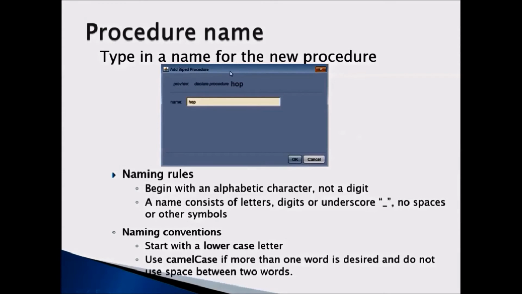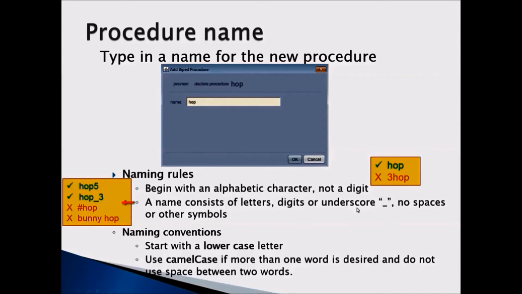Now we're going to give a procedure name, type in a name for the new procedure. When we type in a name for the new procedure, always follow the naming rules and the naming conventions. A procedure name should always begin with an alphabetic character, not a digit. That means hop is correct, 3hop is not correct. A name consists of letters, digits or underscore, no spaces or other symbols. That means hop5 is a valid name, hop_3 is a valid name, 3hop is not a valid name. Bunny hop has a space, it's not a valid name, #hop is not valid.